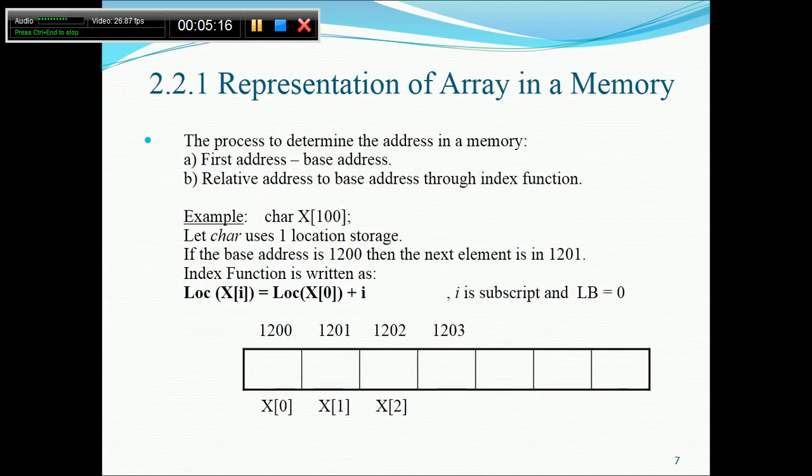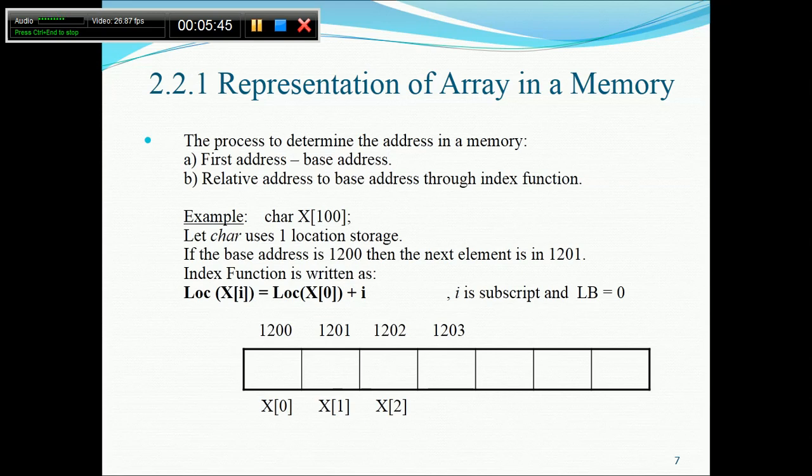Now, how they are stored, or how we represent an array in memory, we'll see with an example. The process to determine the address in memory: the first address is called the base address, meaning the starting index address is called the base address. Relative address to base address through an index function. We have something called an index function that will help find the relative address with the help of the base address.